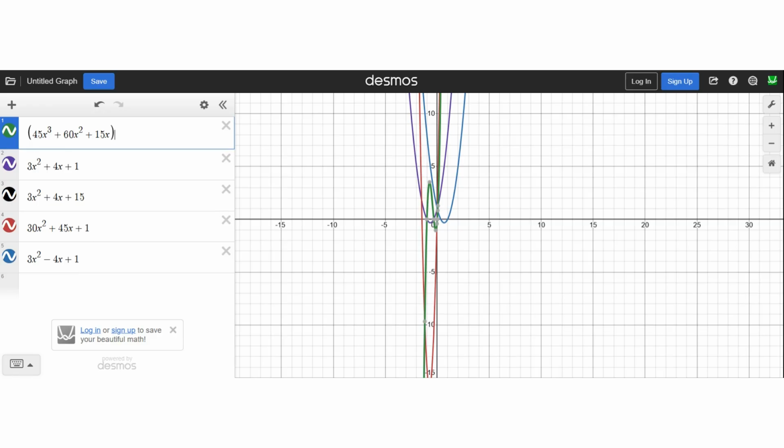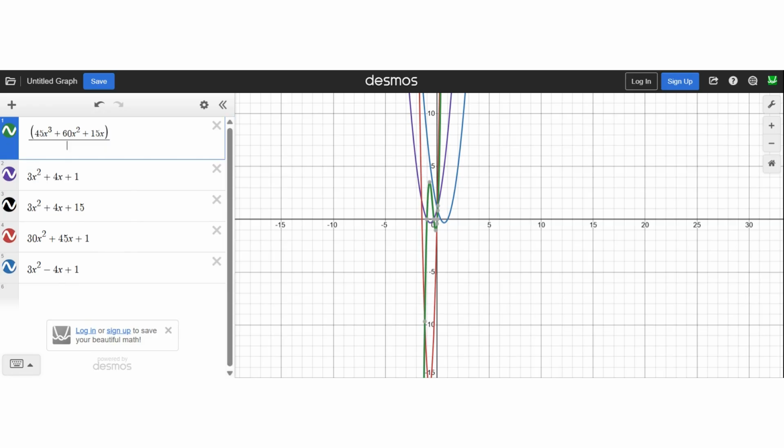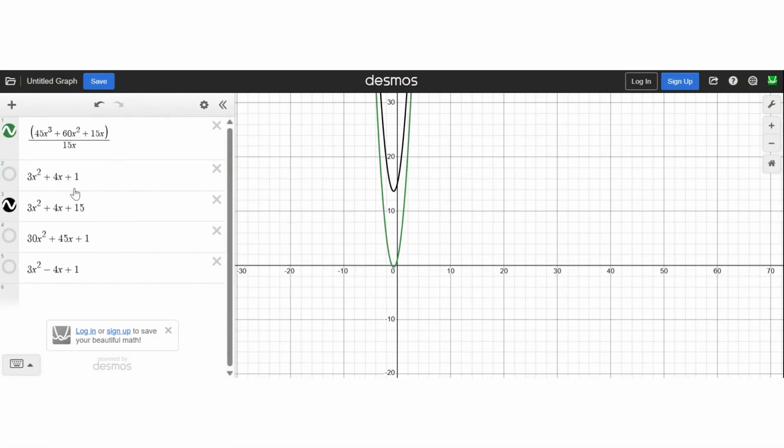What you do is put it in parentheses first, and then you hit the divide sign on your computer and then type in the 15x. So pause and practice typing that in, and then go ahead and plug in all the four. Then you're going to undo it and see which one overlaps with the initial one. As we work through here, you might need to zoom out to see them all. You'll see it's going to be this one up here, the 3x squared plus 4x plus 1 is the correct answer.